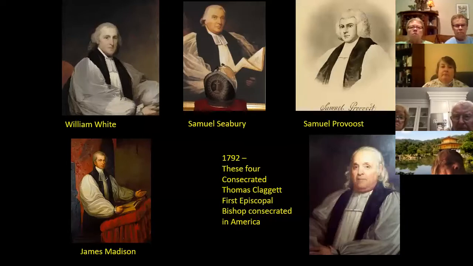1789. In 1792, Seabury joined with Bishop William White, Bishop Samuel Prevost, and Bishop James Madison in the consecration of Thomas Clagett as Bishop of Maryland, being the first Episcopal consecration on American soil.